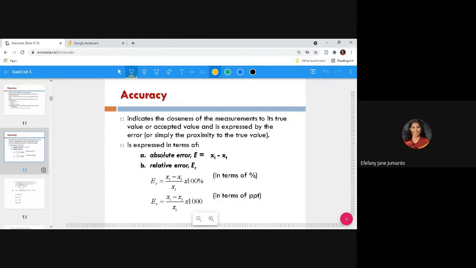Okay, so we have accuracy. It is the closeness of the measurement to its true value. Also, in accuracy it is expressed in terms of absolute error, and we also have relative error. Okay, so absolute error, it is this one.